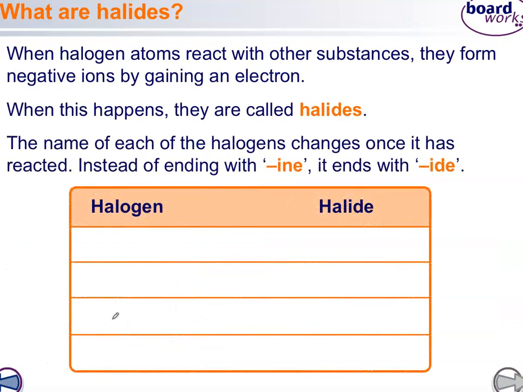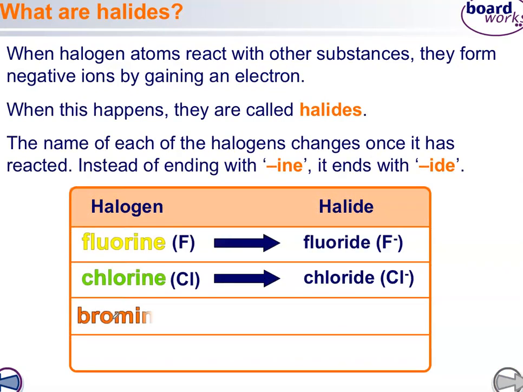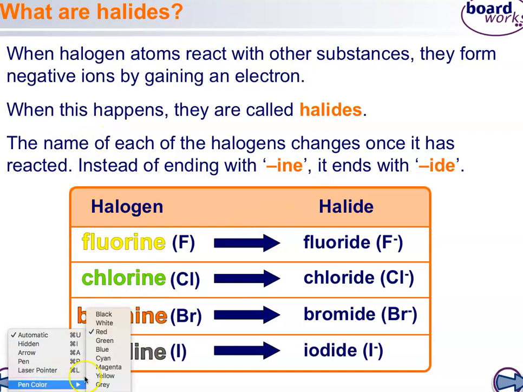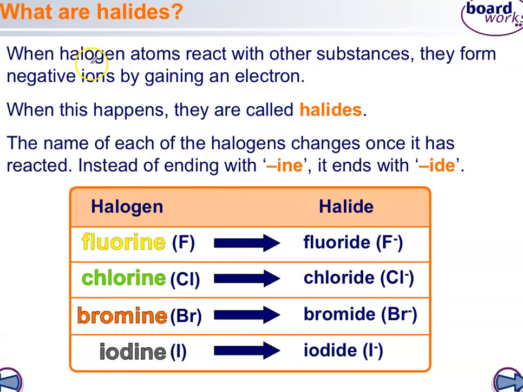Now, how do we get metal halides, or the halide ion? When the halogen atoms react with any substance, they form negative ions. How do they form negative ions? By gaining an electron. We've already established that. When this happens, they are called halides.